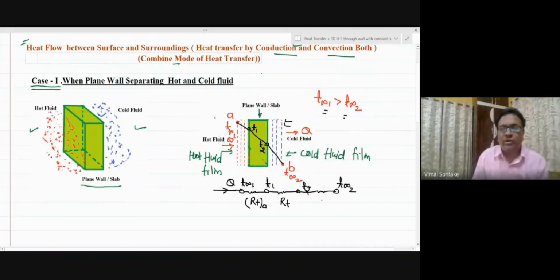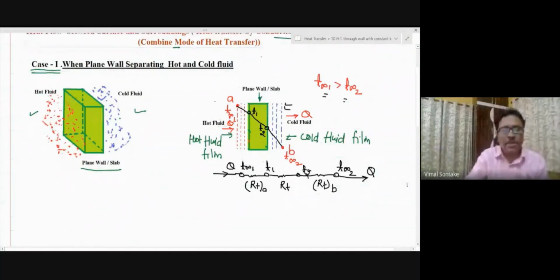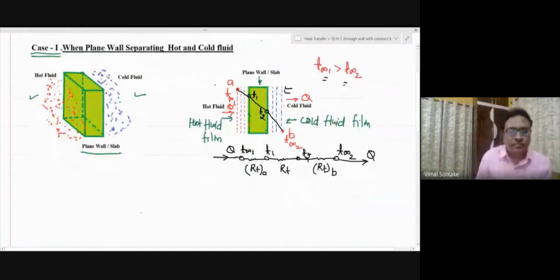The cold fluid film is also going to offer thermal resistance, or convective thermal resistance, represented by R_T suffix B. And finally, heat will come out. So this is the equivalent electrical circuit of this thermal system where heat transfer is taking place. Now let us do analysis of this entire system.